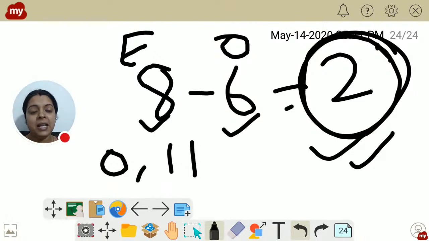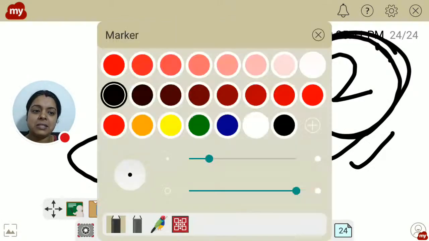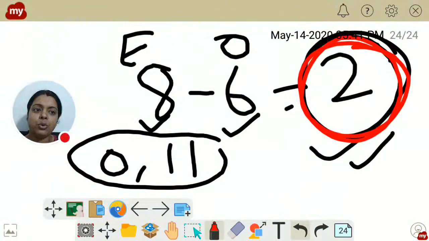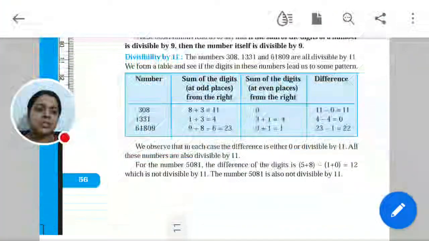Whatever answer we got in subtraction, here I got the subtraction 2. But the rule says, after subtracting, if the number comes 0 or the number comes 11, then only it is divisible by 11, else not. Now let me take you to another example and you just see.